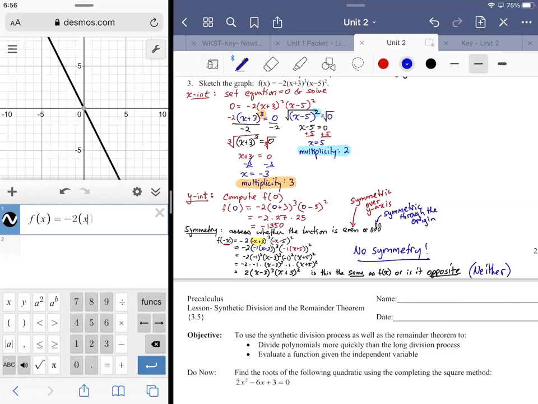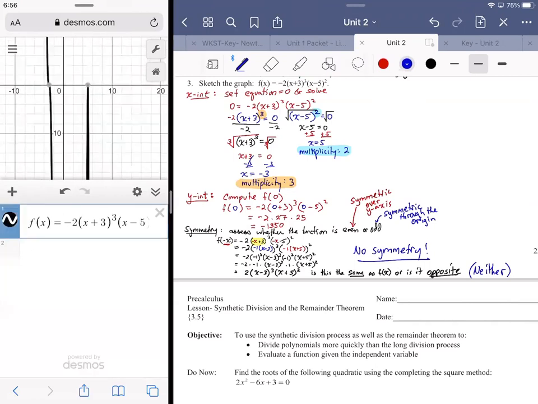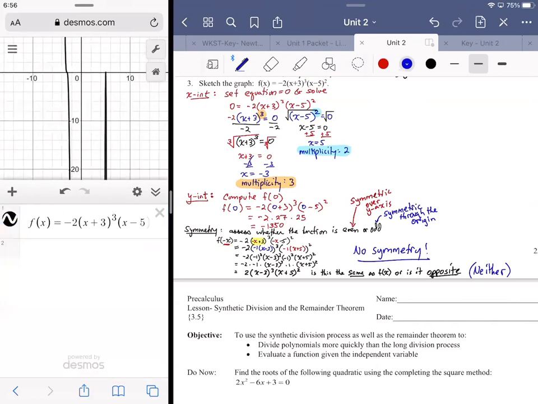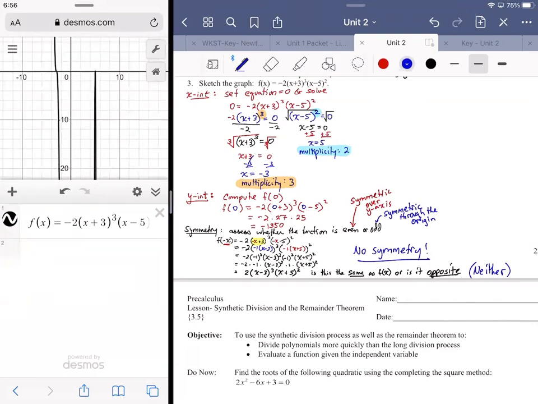Negative 2, x minus 3. The original function was x plus 3 cubed times x minus 5. Close it up, square it. I mean, this is a funky looking function, all right. But the one thing I'm not seeing is symmetry. It does not look like it's exactly the same to the left and to the right of the y-axis, and it doesn't look like if I took any point and flipped it through the origin that I would get another point on the graph. So we're not looking at anything that has any kind of meaningful symmetry here.